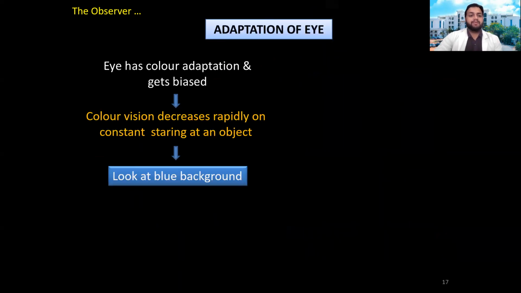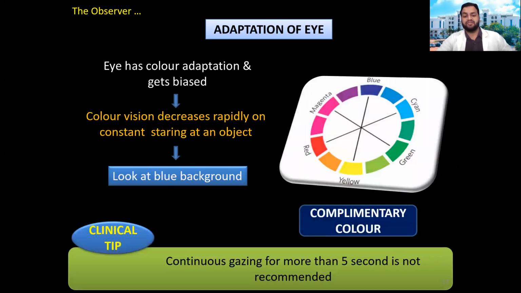Now we see the adaptation of the eye. The eye has color adaptation. Normally our eyes get biased or fatigued over a period of time when you stare at an object. So our color vision decreases rapidly on constant staring at an object. What we always prefer to give as a tip is, over a period of about 30 seconds or more, look at a far object or a far space of the sky, which is light blue in color, which gives more relaxation to the eye for better perception of shade.